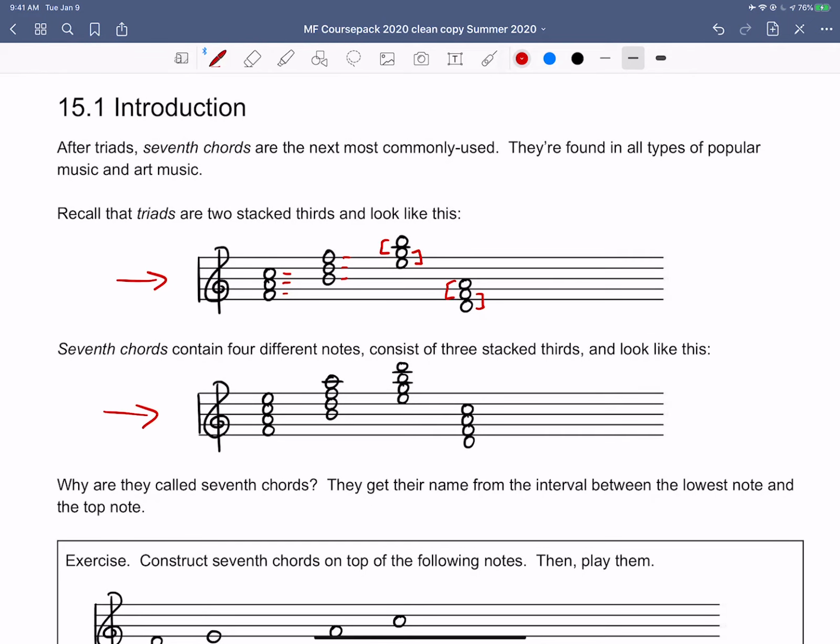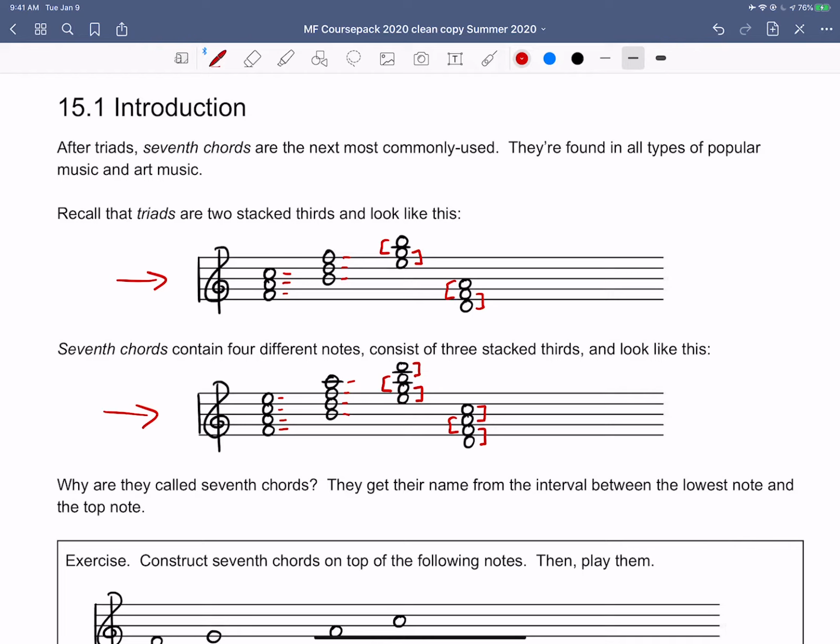Now, seventh chords take the same pattern, and they just extend it by one note. So here we have space, space, space, space, or line, line, line, line. You can also think of it in terms of thirds. Here's a third, and there's another third, and one other third. So three stacked thirds.